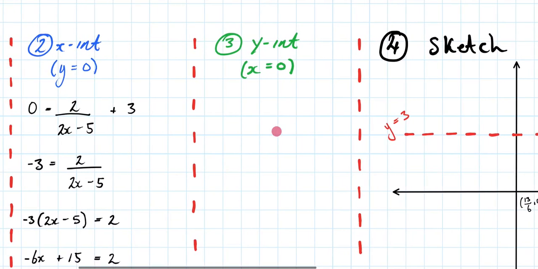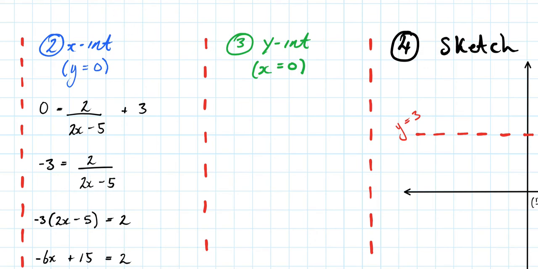So again, for my y-intercept, I'm going to begin by writing down what my graph is. It's y equals 3 over 2x minus 5 plus 3. So now to find my y-intercept, I'll let x equal 0. So it's going to be y equals 3 over, I'm going to put a 0 in there, 2 times 0 is 0. So I'm just going to get minus 5 plus 3.